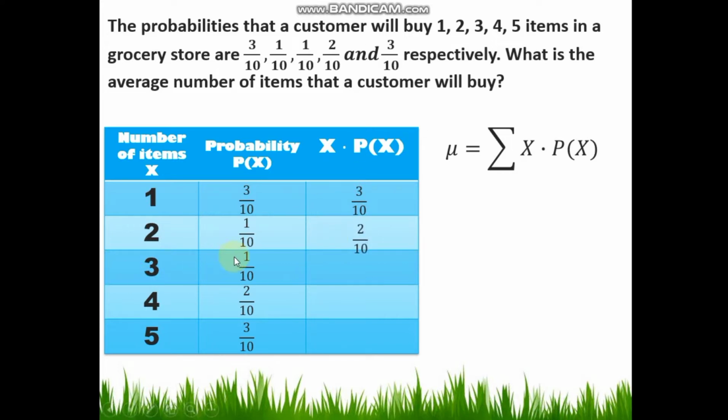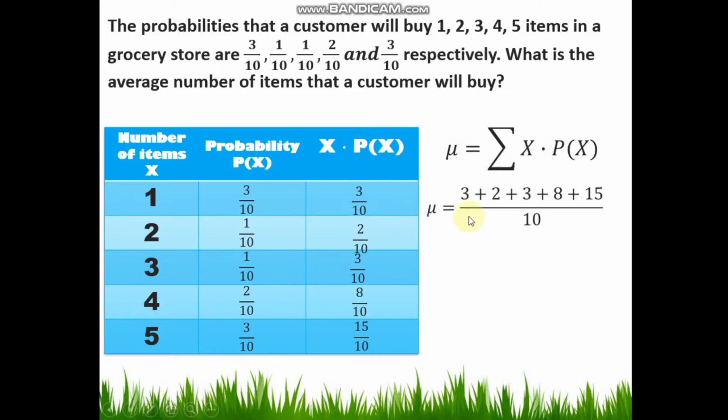3 times 1/10, you have 3 over 10, 8 over 10, and 15 over 10. Again, get the sum of your third column, or the product of your random variable and probability of x. That would be your mean of the discrete probability distribution.